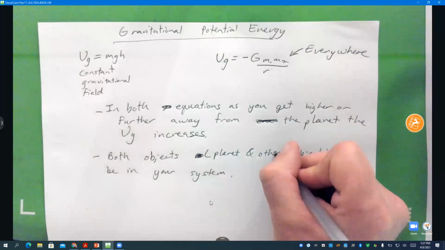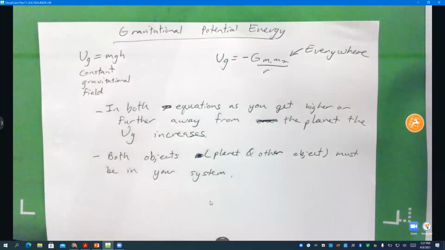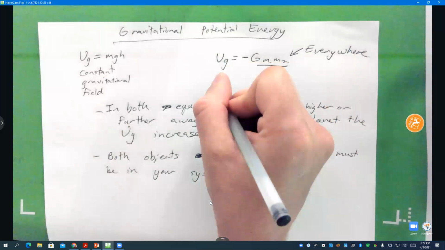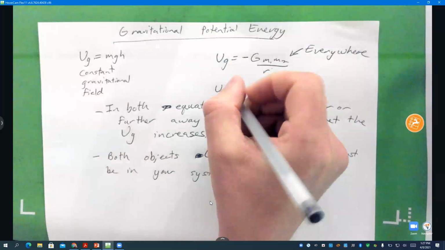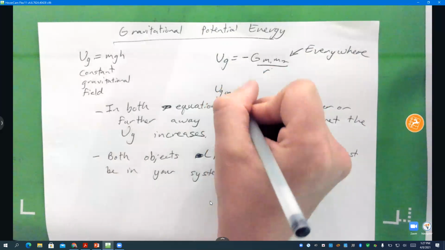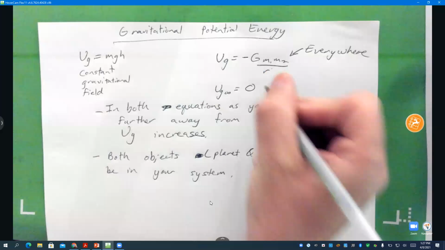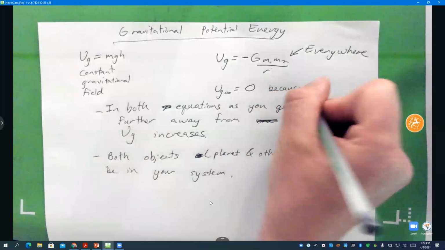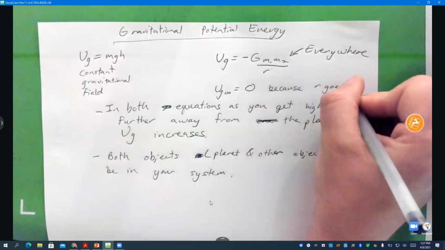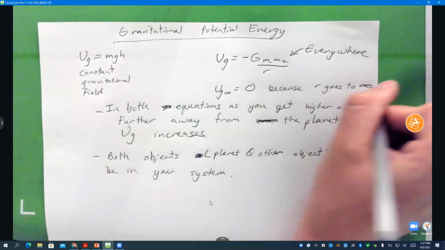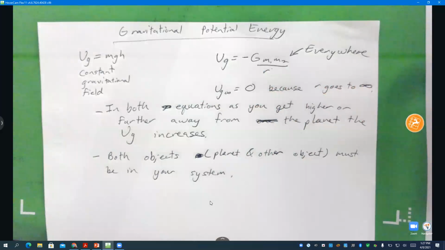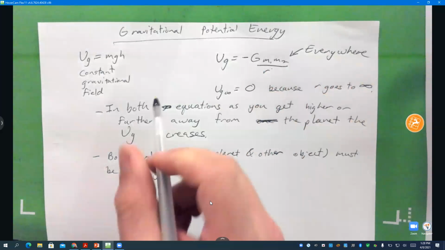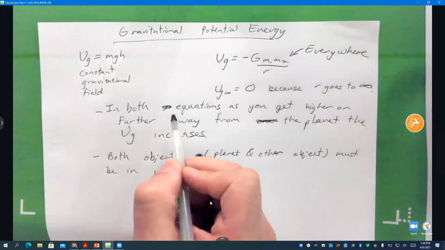Okay. However, with this one, U_G at infinity is going to be 0 because r goes to infinity. Okay, so that's the newest stuff about it. Both objects must be included. As you get higher, further away, you have more energy.